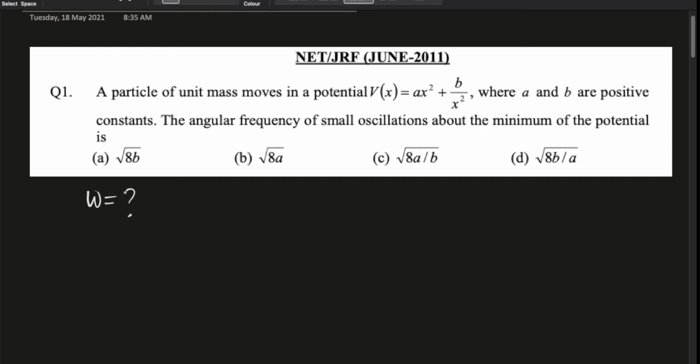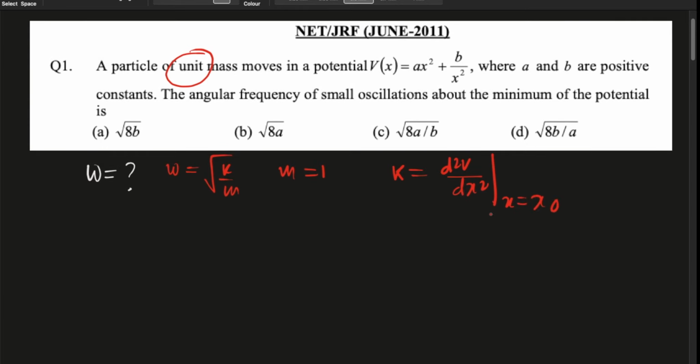So we need to find the value of omega. Now what is the formula we have to find omega? The formula is omega equal to the square root of k by m. K is the spring constant and m is the mass. Here mass equals 1, because this is a unit mass. The value of k is the double derivative of the potential at the stable fixed point, so k is d²V/dx² at the fixed point.